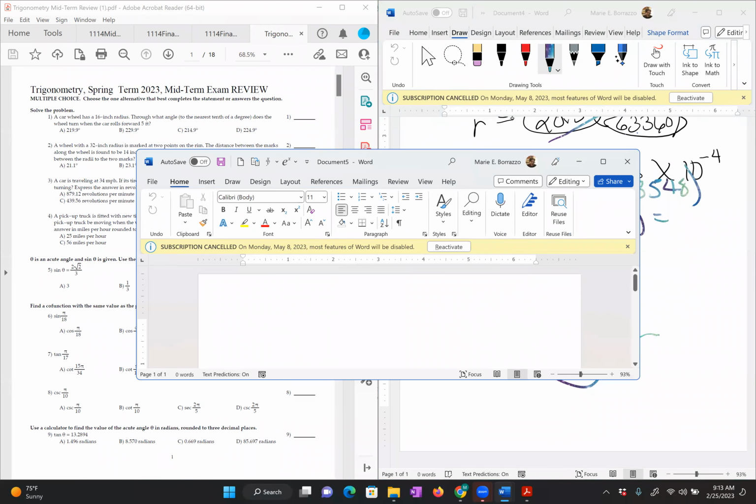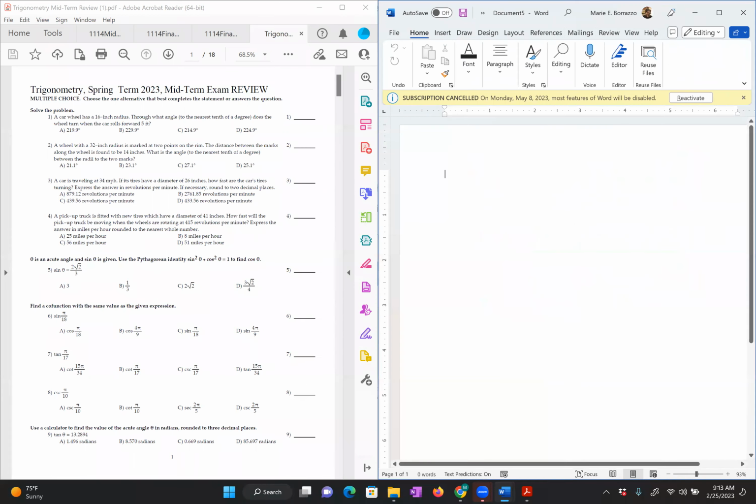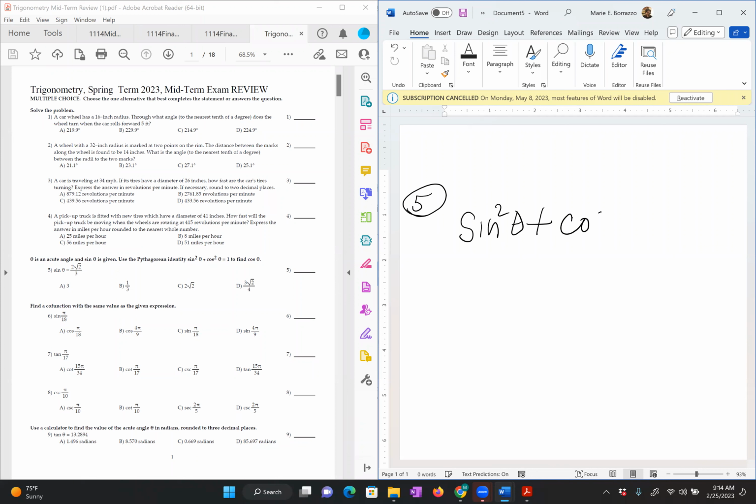Let's do another one. Now you have plenty of practice. The methods are not different. So as long as you practice, you should be fine. So in this one, number 5, they're talking about the Pythagorean identity, where we have sine squared theta plus cosine squared theta equal to 1. And we have been given 2 square root of 2 over 3 for sine. So we need to square that. And whatever this is, I'm going to call it x squared.